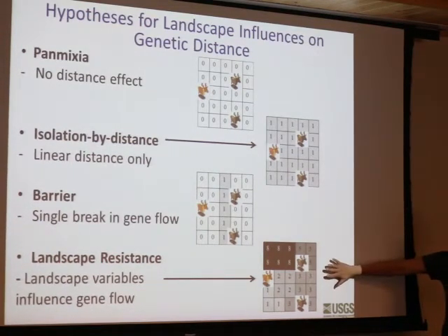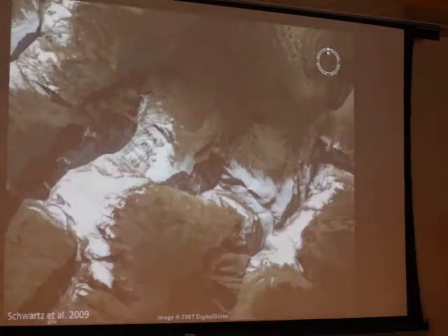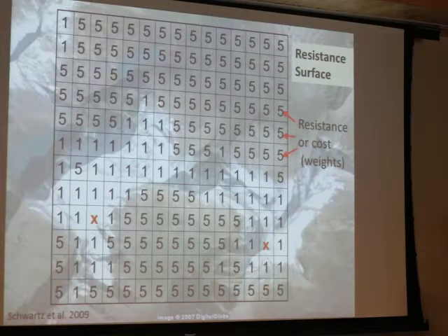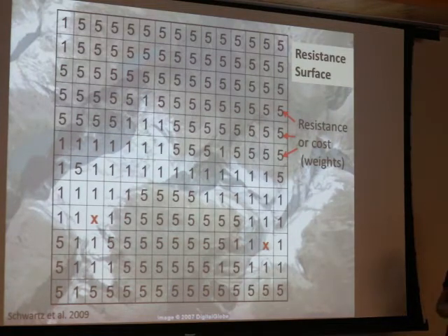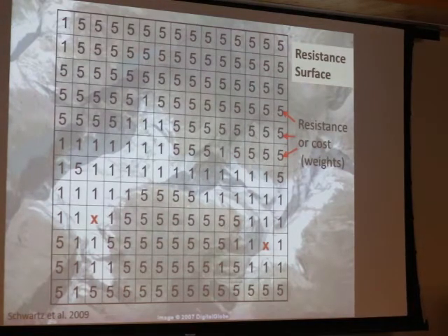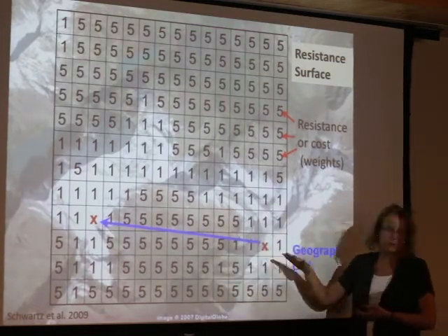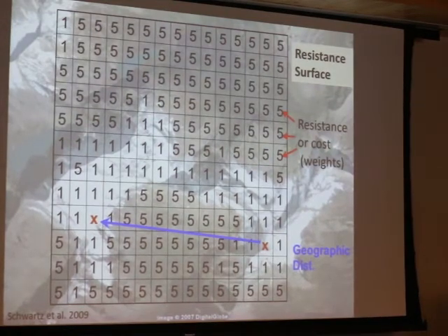Usually in this landscape resistance piece, it's not just one hypothesis, but a whole slew of hypotheses: different variables and also the weights of the variables. But in a really simple sense, this is from a study by Mike Schwartz on wolverines, and this is snow. This is one of the resistance surfaces that they thought would be important to wolverines. So you have these values, the resistance or cost, these weights that I've been talking about. And then the geographic distance would just be this simple metric: how far away is that? You can calculate that easily.